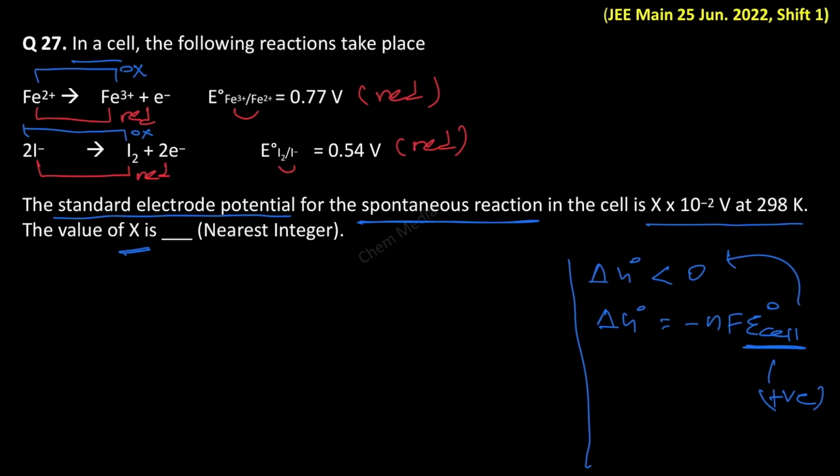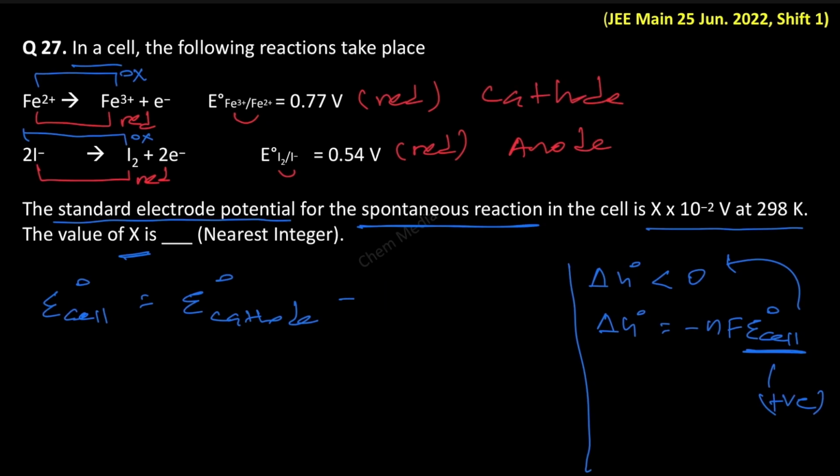The higher positive value should be the cathode. That's where the reduction will happen. So, therefore, this is the cathode and this is the anode, isn't it? Now, we know that Ecell standard is equal to Ecell standard of the cathode minus Ecell standard of the anode. Both are reduction potentials.